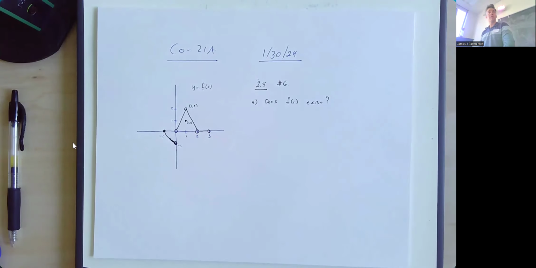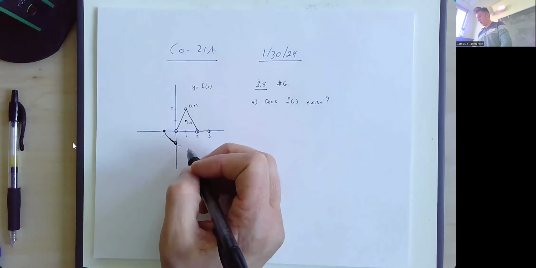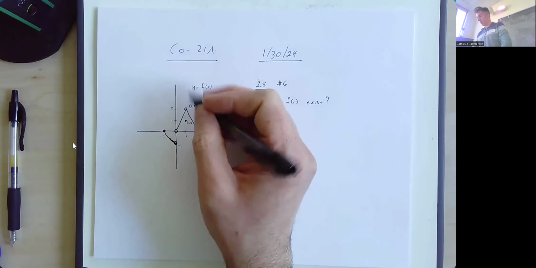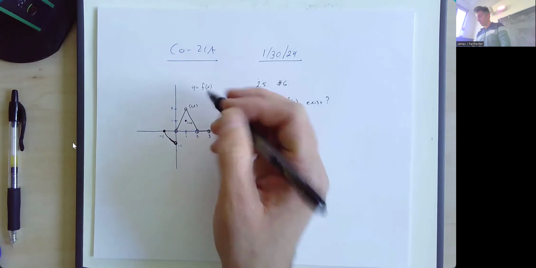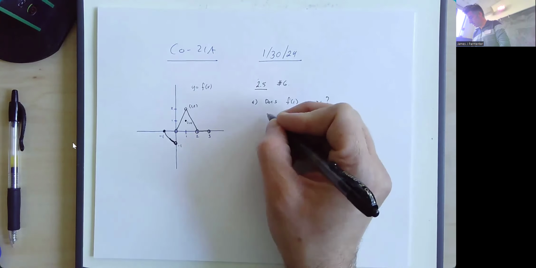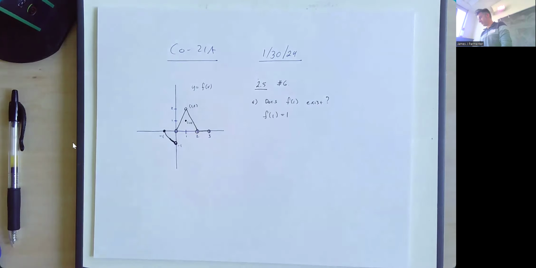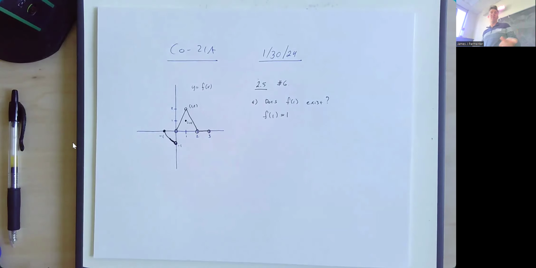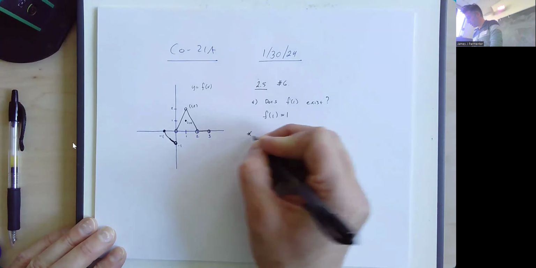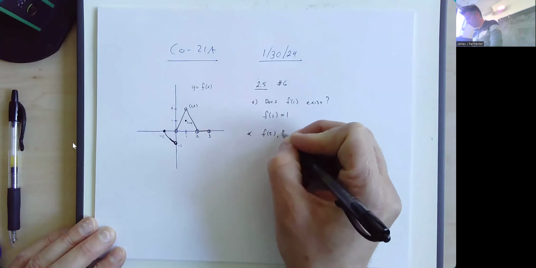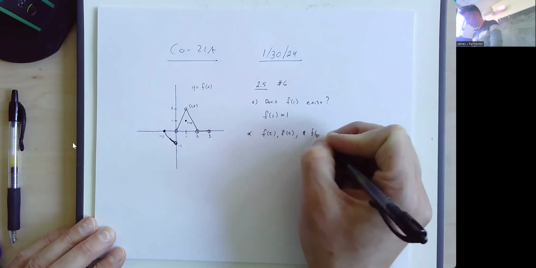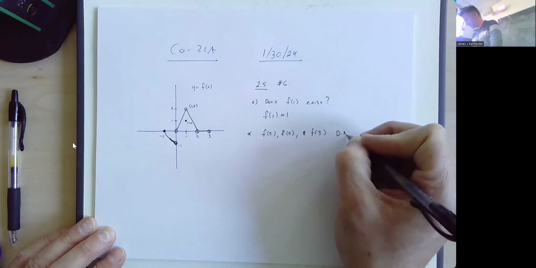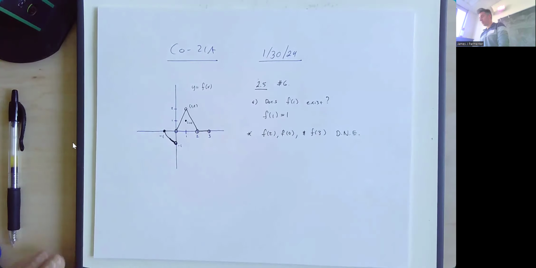It does. If you look at x equals 1 and you look up or down, there is a point that is filled in, namely right there. So yes, f of 1 is equal to 1. I will point out that f of 0, f of 2, and f of 3 do not exist, just to be complete here. F of -1 does, though. F of -1 is equal to 0.